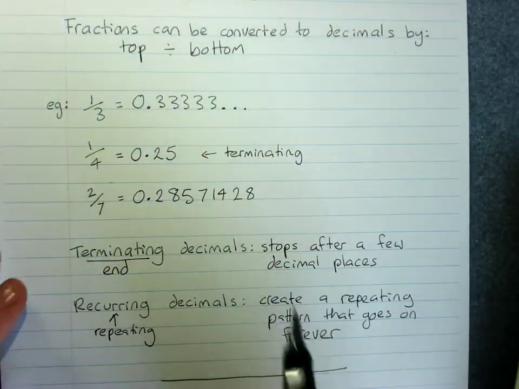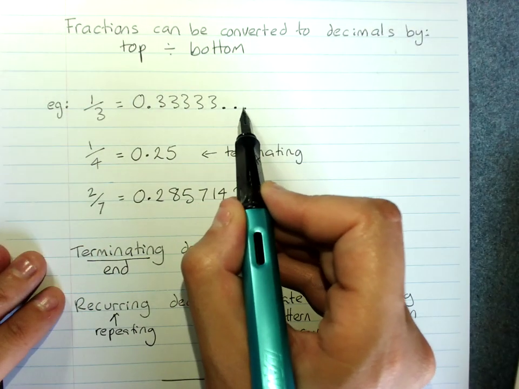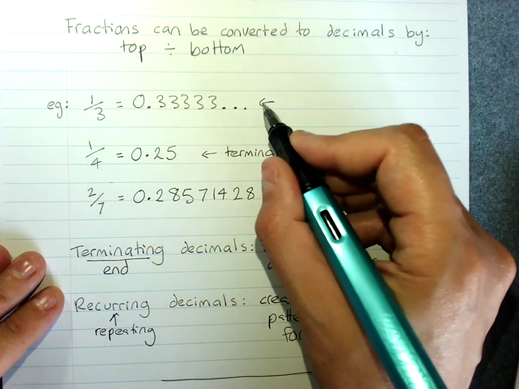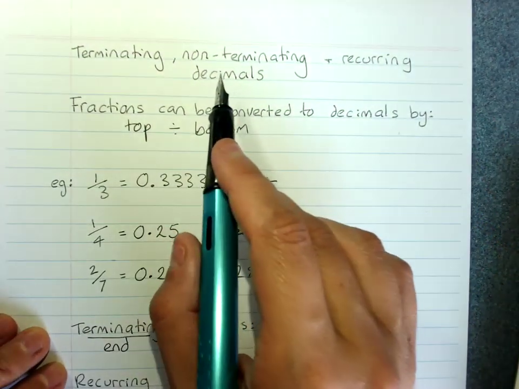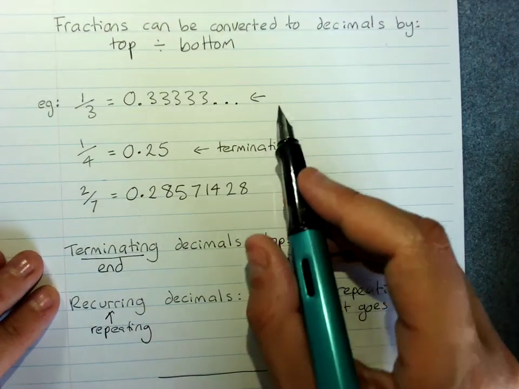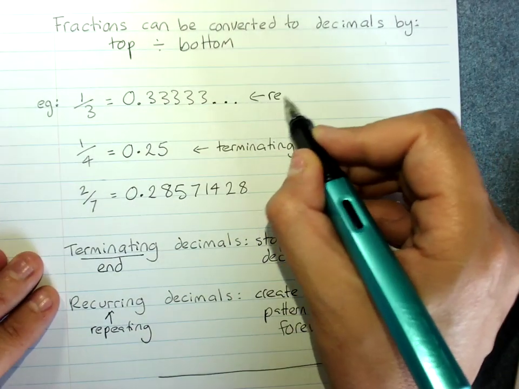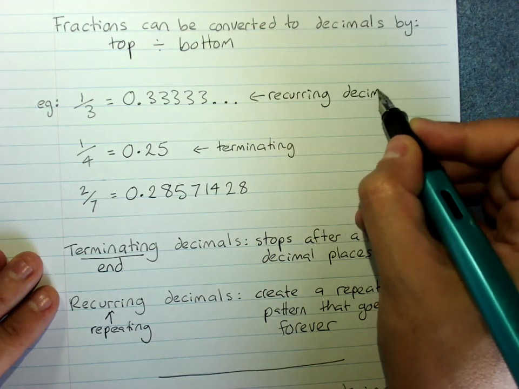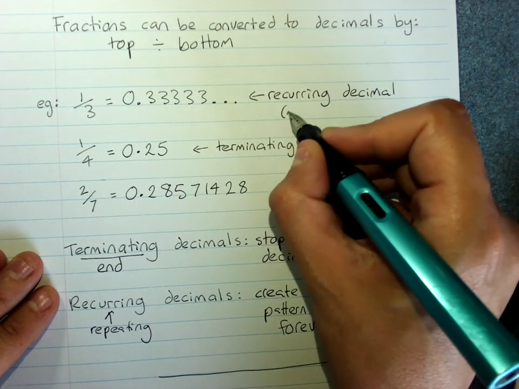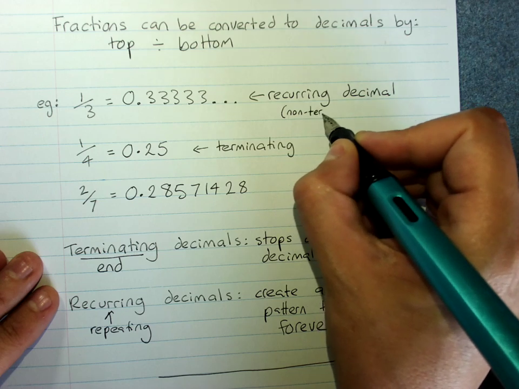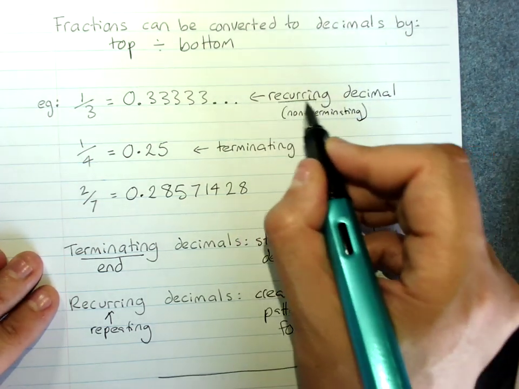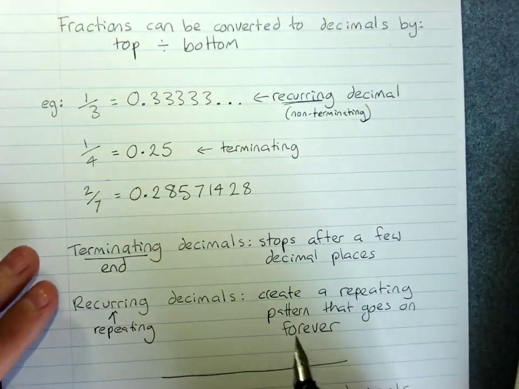In a test, to show you that it kept going forever, I'd use 3 dots. This is a non-terminating decimal. Non-terminating means doesn't end, but it's also a recurring decimal. So we'd call this recurring. Now it is non-terminating because it doesn't end, but it's more important that it's recurring because it makes a pattern.